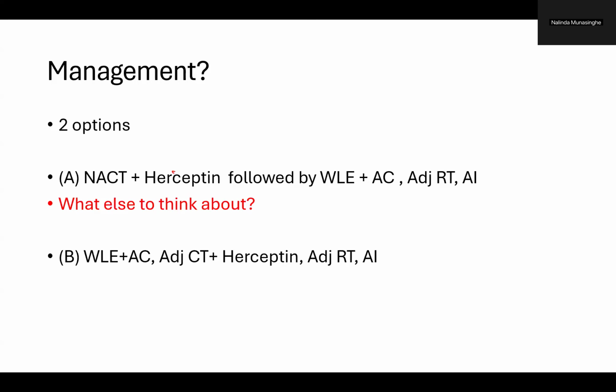So what are the options? We have to restage with the imaging, triple assessment. So you do imaging, and it says you can't locate a tumor, it's no longer there, because sometimes, 20% of the time, neoadjuvant chemotherapy will give you complete radiological and pathological response. So can we just follow up with the Herceptin?